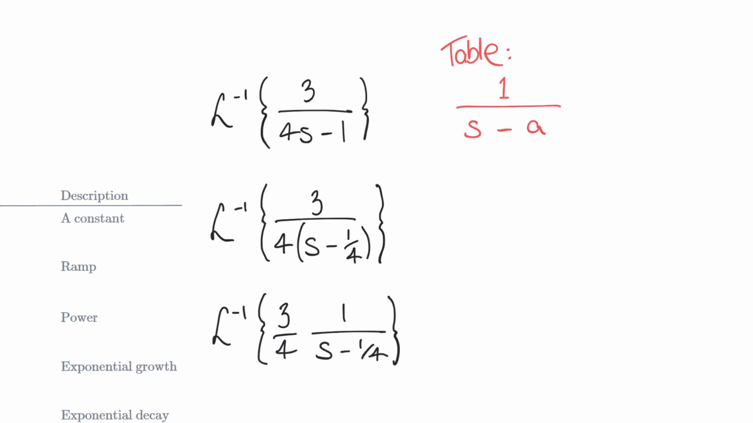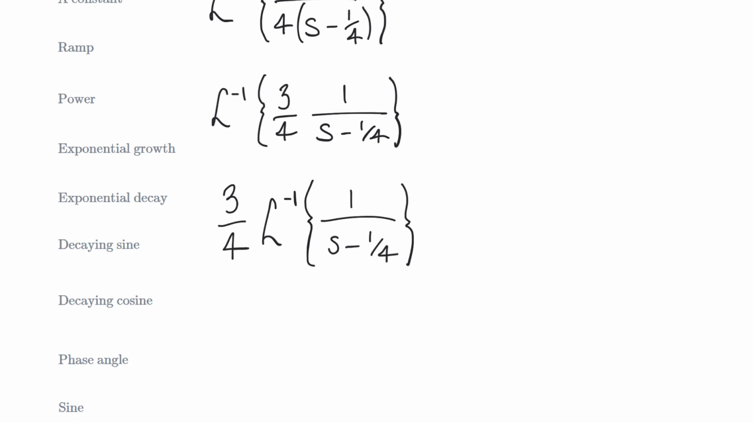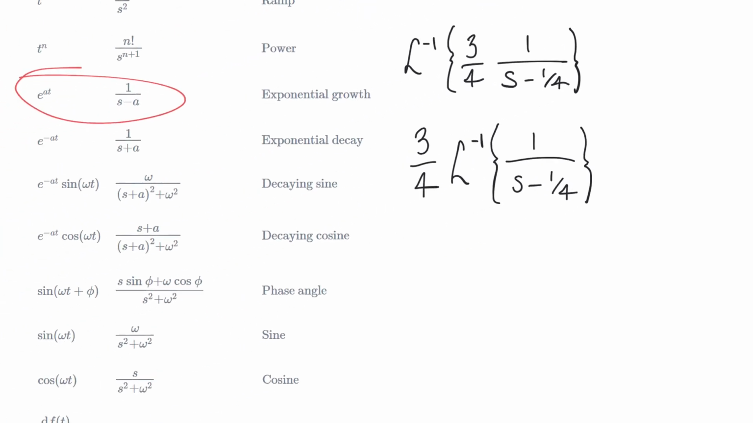Again, like in our previous examples, rather than applying the inverse Laplace transform to that whole expression, we can pull that coefficient of 3 over 4 outside of the inverse Laplace transform. And so we're left with something that looks like this. We have 3 over 4 multiplied by the inverse Laplace transform of 1 over s minus a quarter. And looking at our corresponding function of t in the table, we'll see that this term, minus a quarter, is minus a in our table, and that's going to correspond with 3 over 4 e to the power of a quarter t.